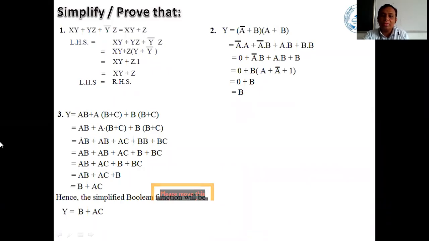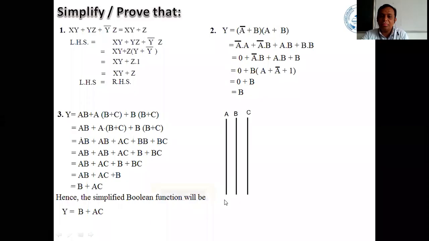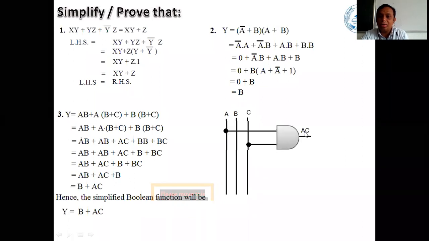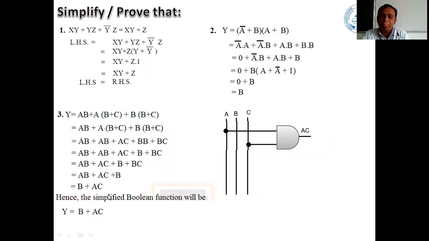So how are we going to construct that? This is the way we write it. I'll write A as my first input, B as my second input, and C as my third input. If there was one more input, I'd draw one more line and call it D. Now I'll try to get A dot C. The gate for AC is an AND gate. I'll take one input from A, another input from C, AND them together and I'll get the output AC.